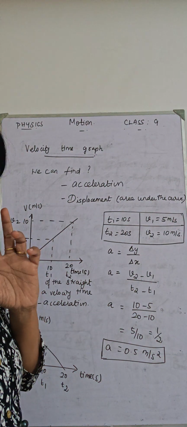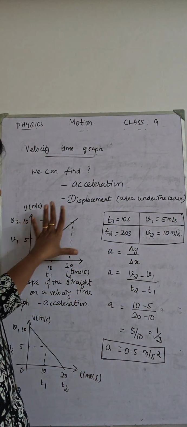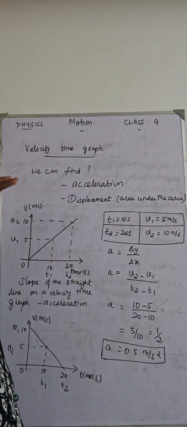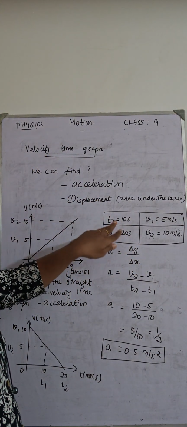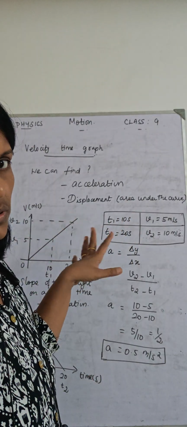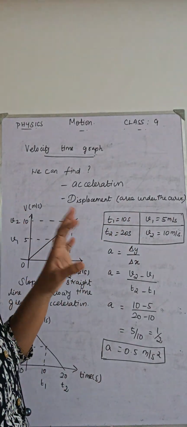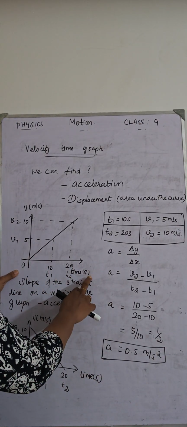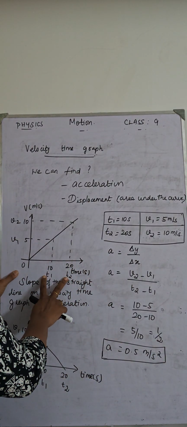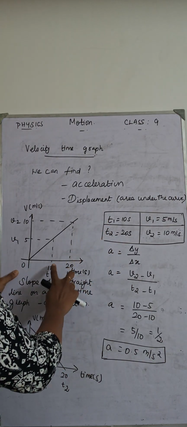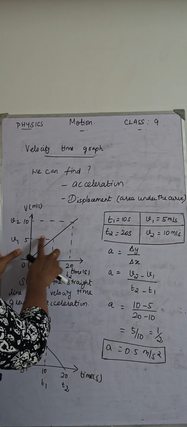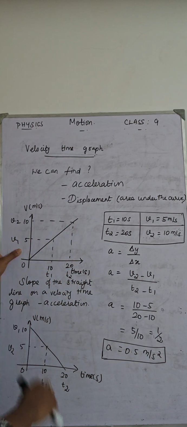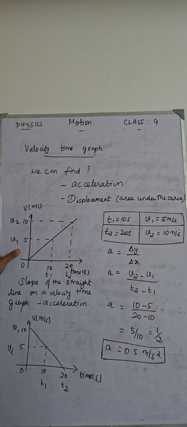Draw the graph. As I keep telling, draw the graph and make a tabulation of all the parameters given, either from the graph or from the question. That will be very helpful for you to complete the sum. So what are the given values? Time on the x-axis, two values, t1 and t2. With respect to t1, what is the velocity? v1. At t2, what is the velocity? v2. So just make the tabulation.